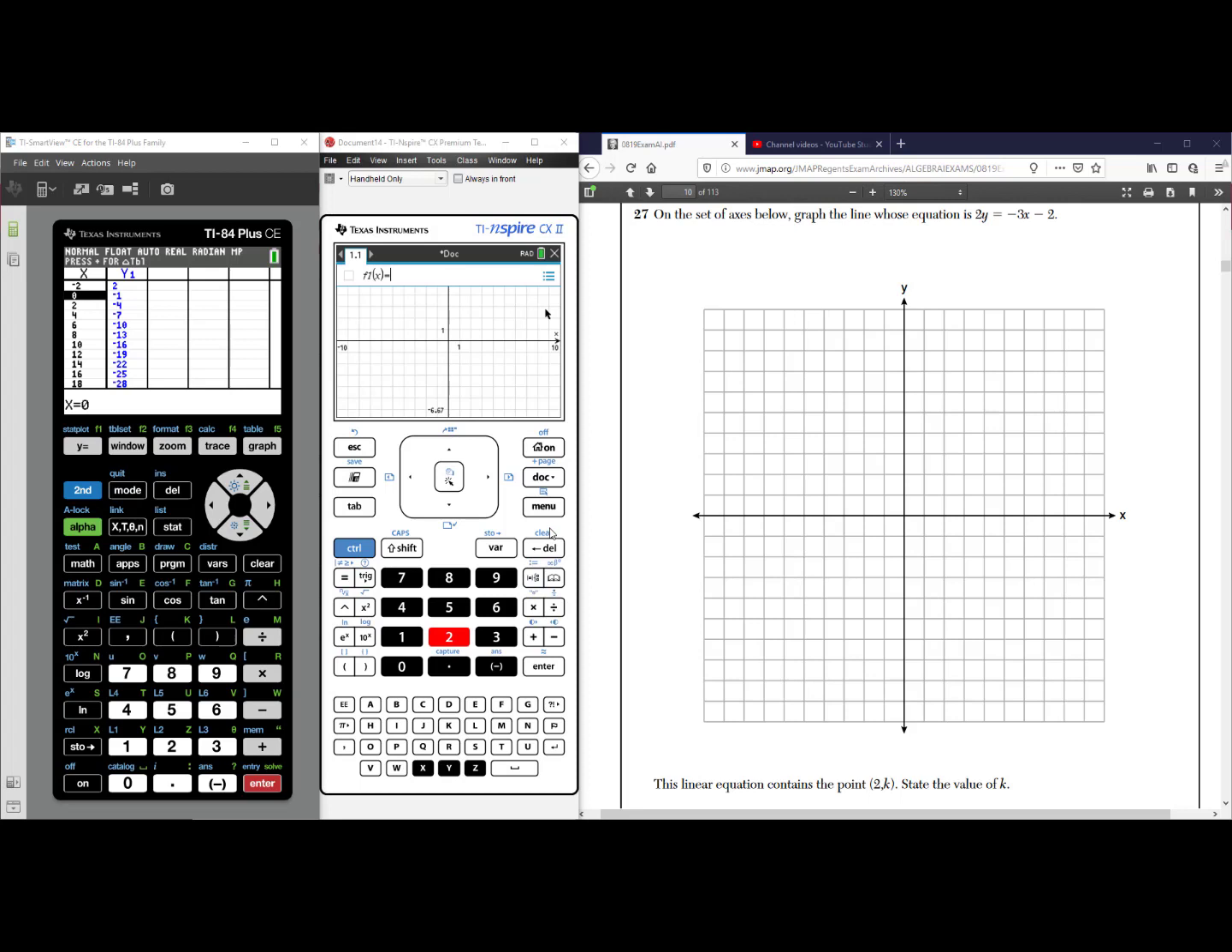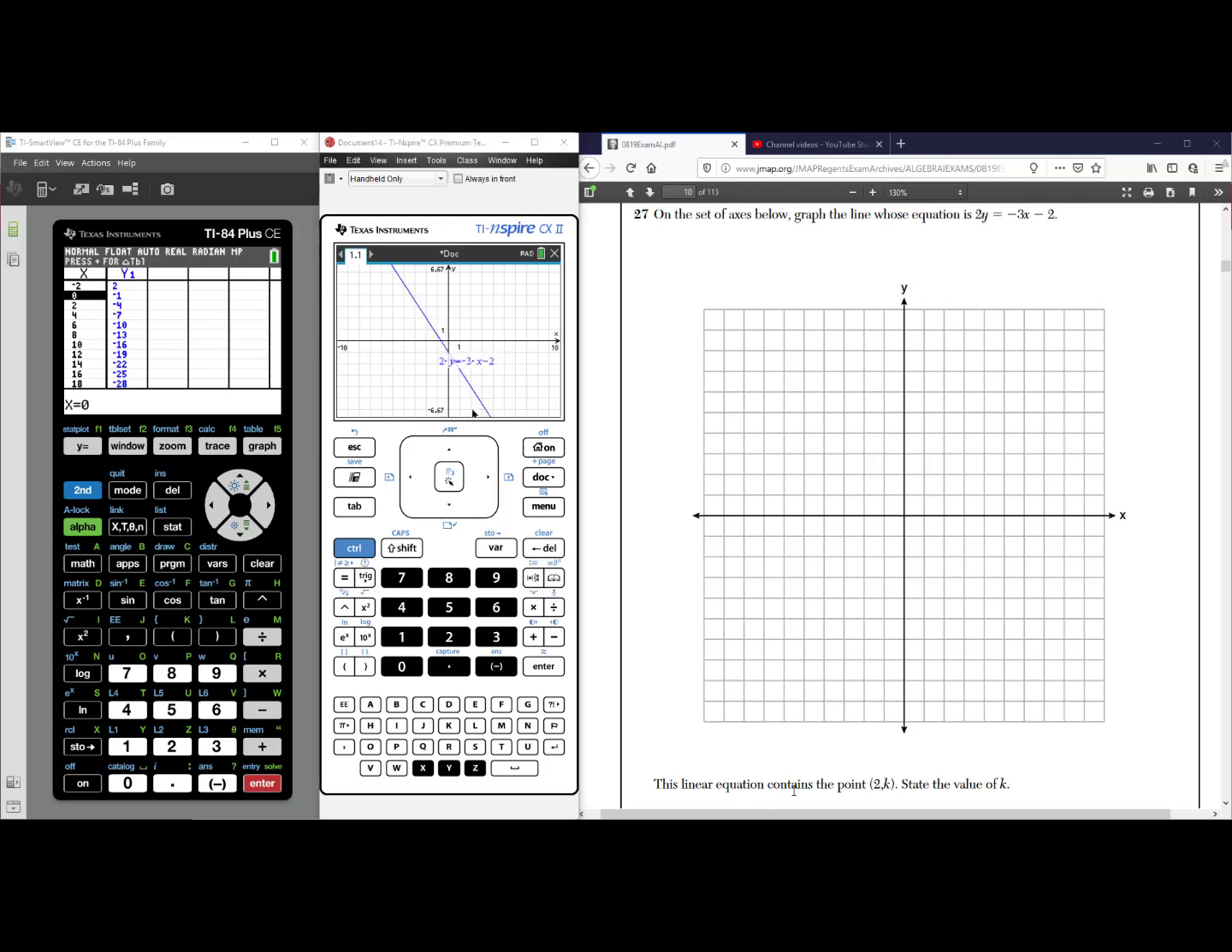For the TI-Nspire, if we can't solve for y, we could always use relations graphing. Delete the equal sign, choose number 6 relation, 2y equals -3x minus 2. When we press enter, we get the exact same graph.